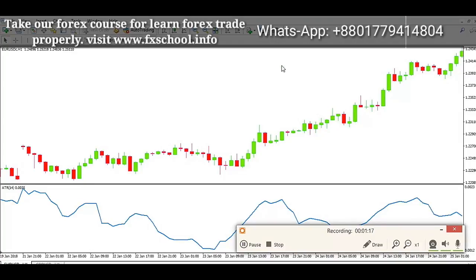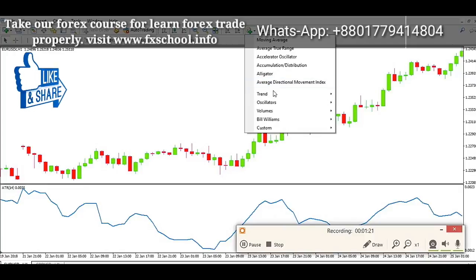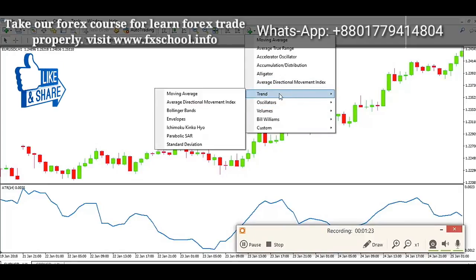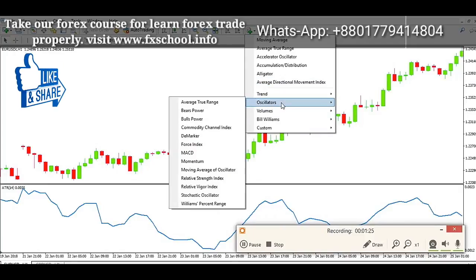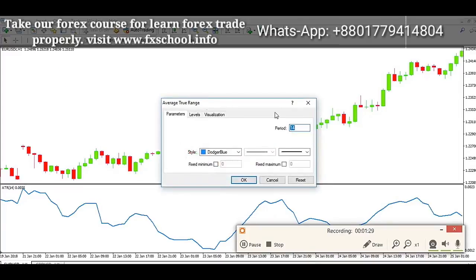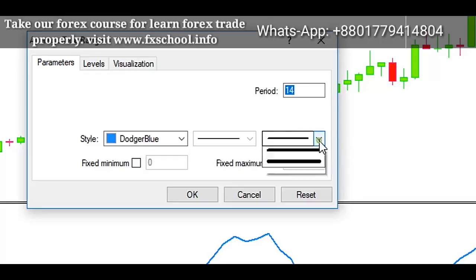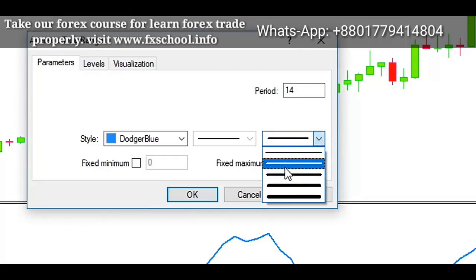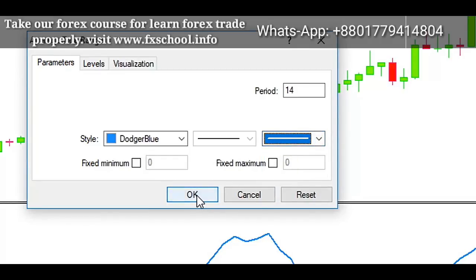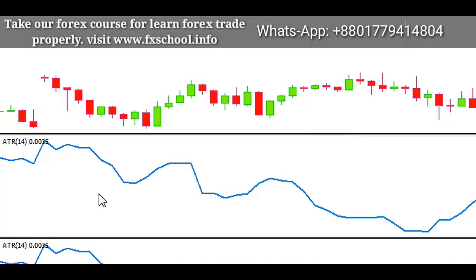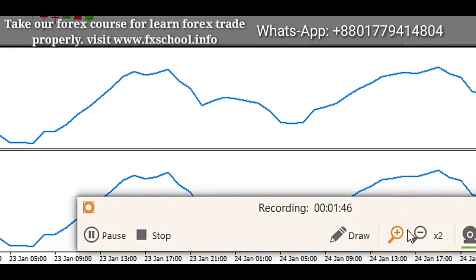So let's begin. First you have to go to the indicator list. You will find it in the oscillators. There you can see Average True Range, and you can set it to the default mode. I see that the period is 40. I just increase some thickness, then it's already okay. So click OK.